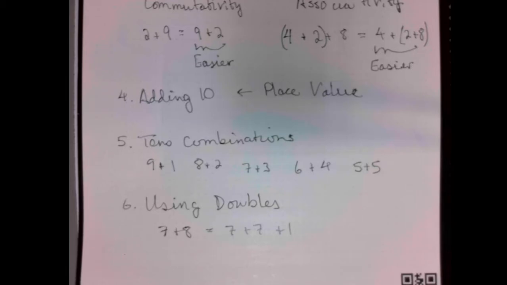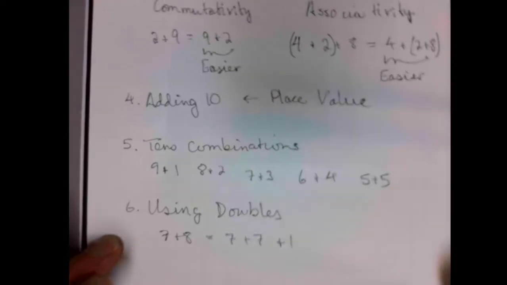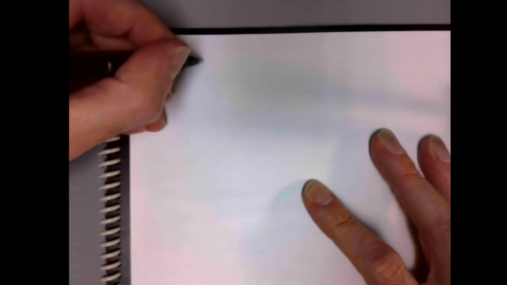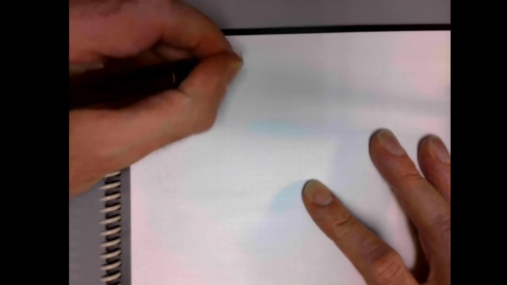And then the property of compensation. Now this is important for doing mental math. I forget what number I was on. This is strategy number 7 here. Okay, so compensation for dealing with mental math.